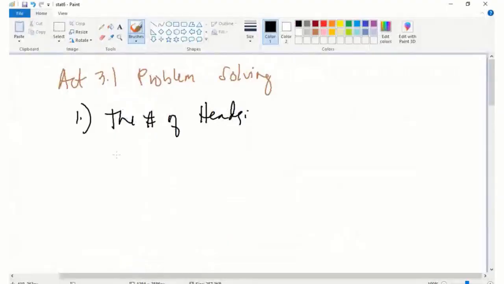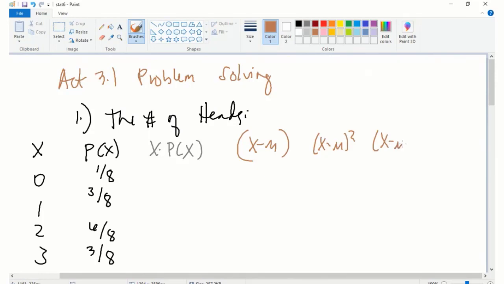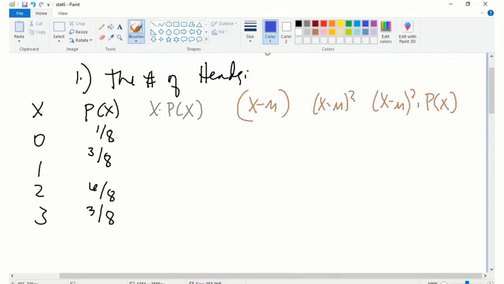Okay, let's go. So, sabi niya, ang x natin is 0, 1, 2, 3. And then, ang px is 1 over 8, 3 over 8, 3 over 8, 1 over 8. So, ang kunin natin, xpx. And then, kailangan natin kunin later ang x minus mu, and then x minus mu square, and then x minus mu square times px. Okay. Now, for this one, xpx, 0 times 1 over 8 is just 0. 1 times 3 over 8 is just 3 over 8. 2 times 3 over 8 is 6 over 8. 3 times 1 over 8 is 3 over 8.